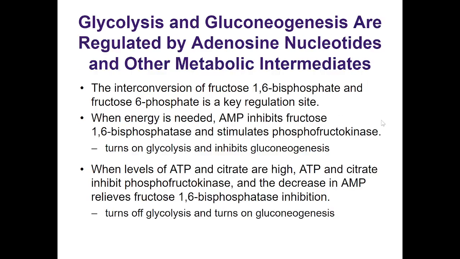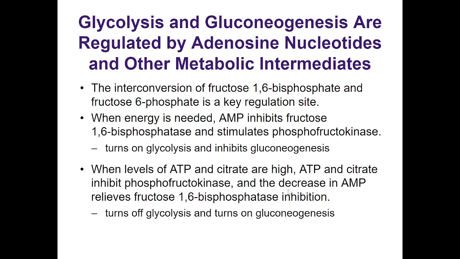Okay, so the interconversion of fructose 1,6 biphosphate and fructose 6-phosphate is going to be one of those key regulation sites. When energy is needed, AMP inhibits the fructose 1,6 biphosphatase and is going to stimulate the phosphofructokinase. By the way, that's that same one we had just talked about stimulating before. Now we're just adding the fructose 1,6 biphosphatase, which would be the reverse reaction, right? Our same step, but the gluconeogenesis one.